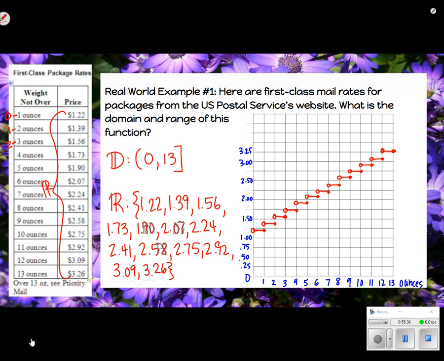Okay, so for the range, you would have to list every individual y value. For the domain, you can list a range of values, a span of values, that's a better way to say it, so that you don't have to write each one individually.